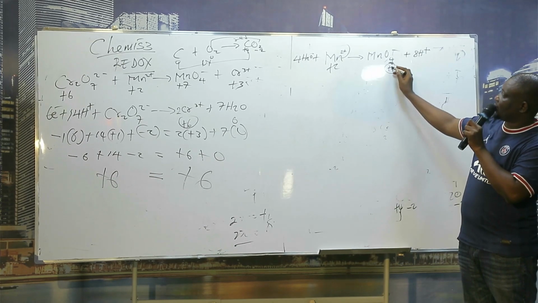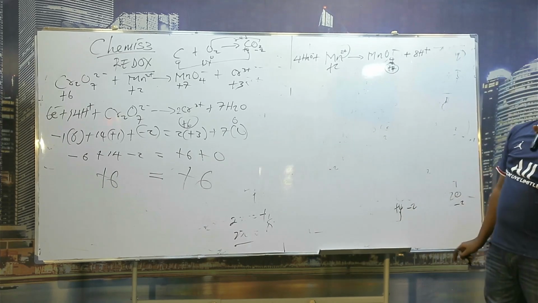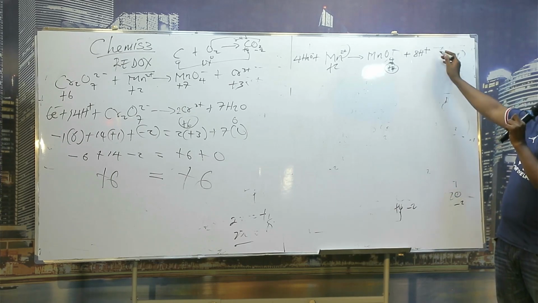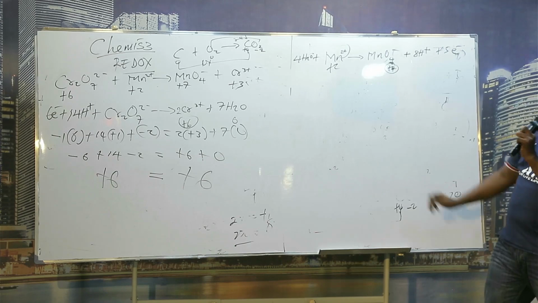Get the difference of charge in both sides. Where are you going to write the 5? Is it here or here? More charge up here. Add what? Plus 5e minus. Check if the charges are now balanced.